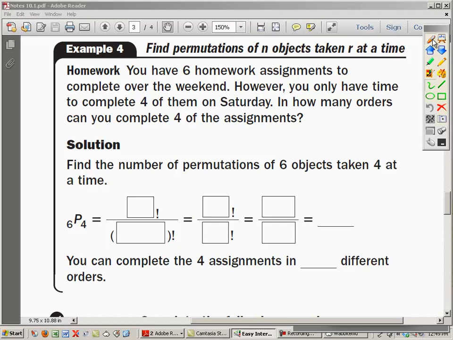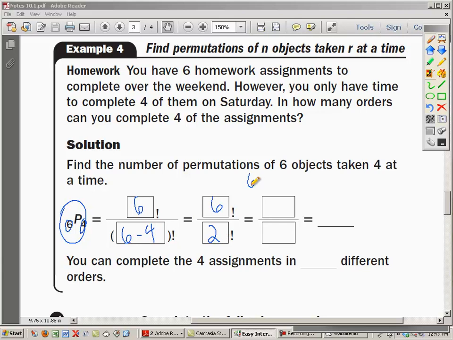So you have 6 homework assignments to complete over the weekend. However, you only have time to complete 4 of them on Saturday. In how many orders can you complete 4 of the assignments? All right. So we have 6 objects permuted 4 at a time. So 6 objects taken 4 at a time says we've got 6 factorial over 6 minus 4 factorial, all right, because again, the number of choices is 4, and the number total is 6, so it's 6 minus the number of choices. This becomes 6 factorial over 2 factorial.